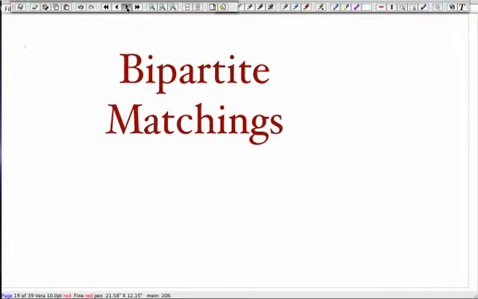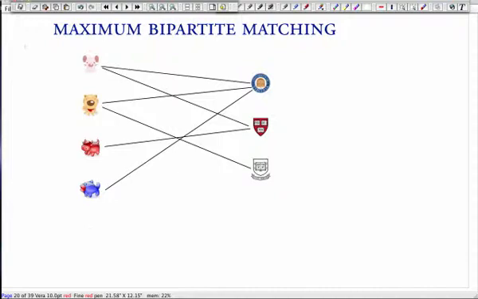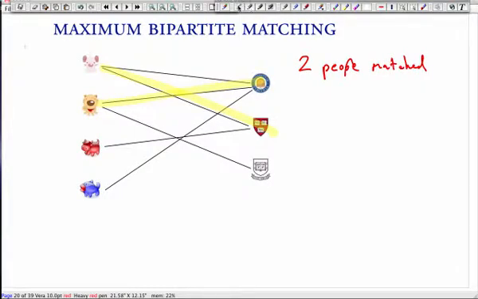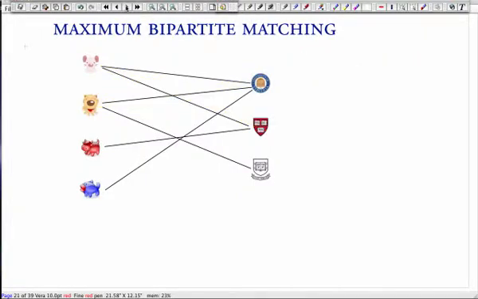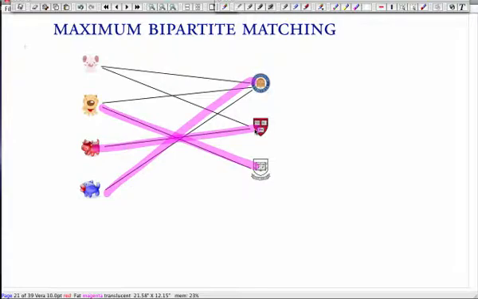The first problem, which I introduced last class, is bipartite matching. Let's say we have 4 people here and 3 colleges, and we would like to assign students to colleges. There are many ways for us to do this. Of course, one way is to do something like this, and in this matching, 2 people are matched. But clearly, we can do slightly better, or, well, it's not clear if this is better, since, as I mentioned, sending someone to Yale might actually be a disservice. But now, in this case, 3 people are matched.